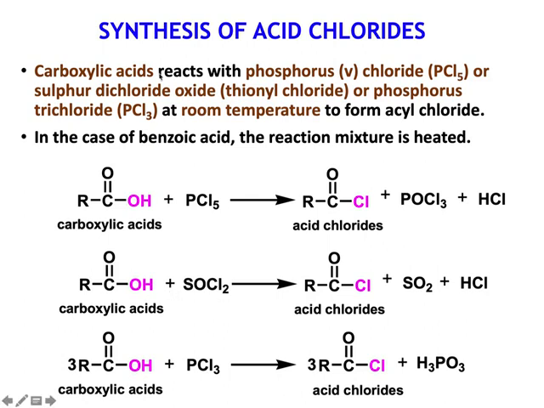Carboxylic acid reacts with any of these reagents to form acyl chloride, and the side product depends on the reagent. So this one slide is for the synthesis of acid chloride. We want to produce acid chloride from carboxylic acid using PCl5, SOCl2 and PCl3.